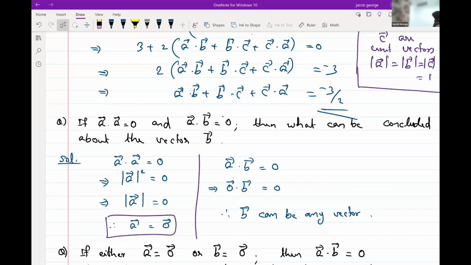A dot A is 0 means magnitude of vector A square is 0. Means magnitude of vector A is 0. Means vector A is a 0 vector. Magnitude is 0 means that is a 0 vector. Then A dot B is 0 means 0 vector dot B is 0, which means this vector B can be any vector. It can be any vector because one of them is 0 already. 0 dot any vector will be, how much it will be? 0. So B vector can be any vector. Okay, so this is the way to write the conclusion.